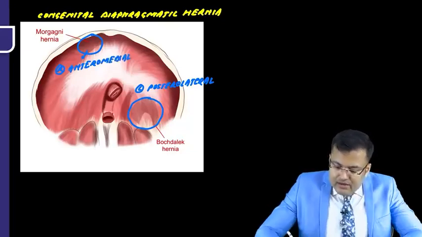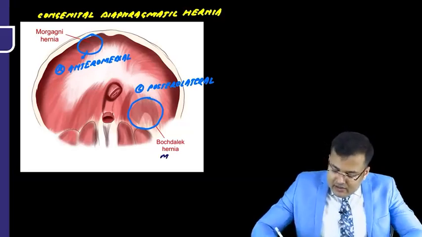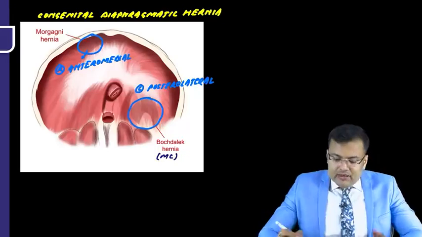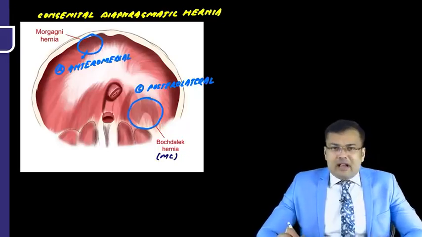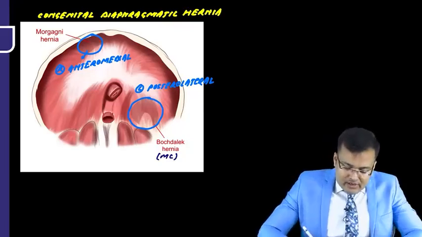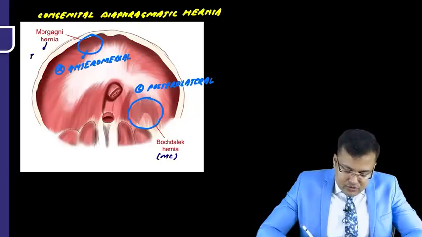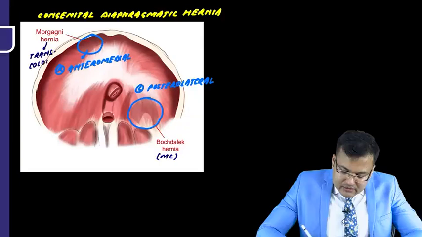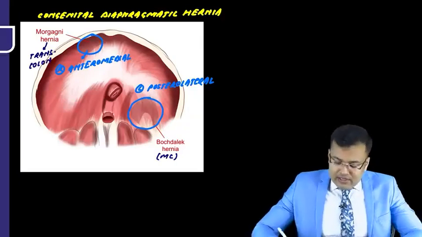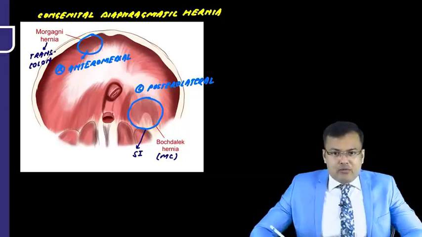Now see the comparison. Which one is most common? The most common type is Bochdalek hernia. That's why most congenital diaphragmatic hernias are left-sided. Morgagni hernia is less common. Here, the most common content is transverse colon. But the most common content in Bochdalek hernia is small intestine. So one by one we are going to discuss.